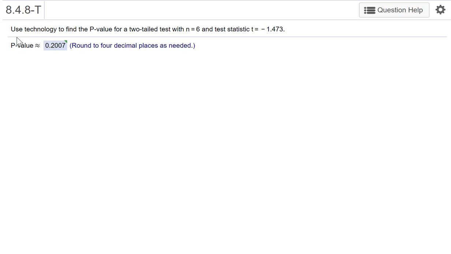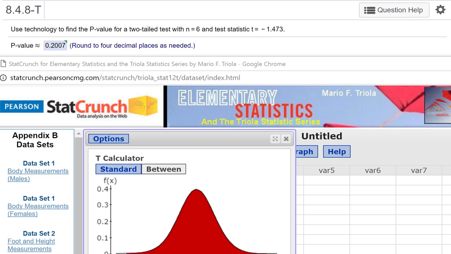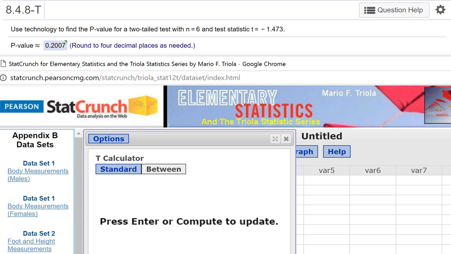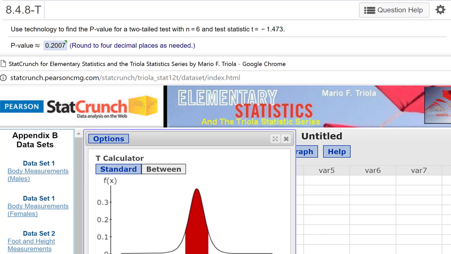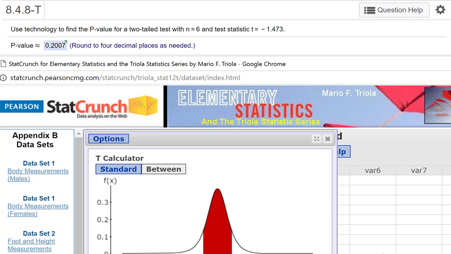Let's look at another one real quick where it already has the correct answer here. We have n equal to 6 and the t statistic is negative 1.473. Okay, so if n equals 6, that means df is 5. And I'm going to put in negative 1.473 and a positive 1.473. Whoops, I've got an extra negative sign here. Compute.